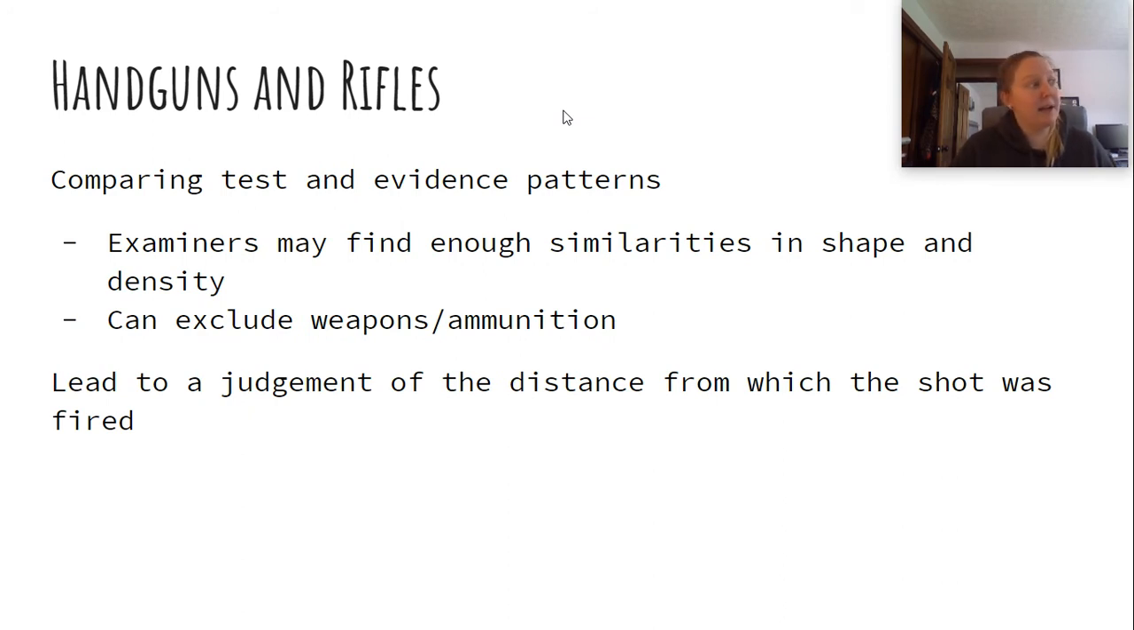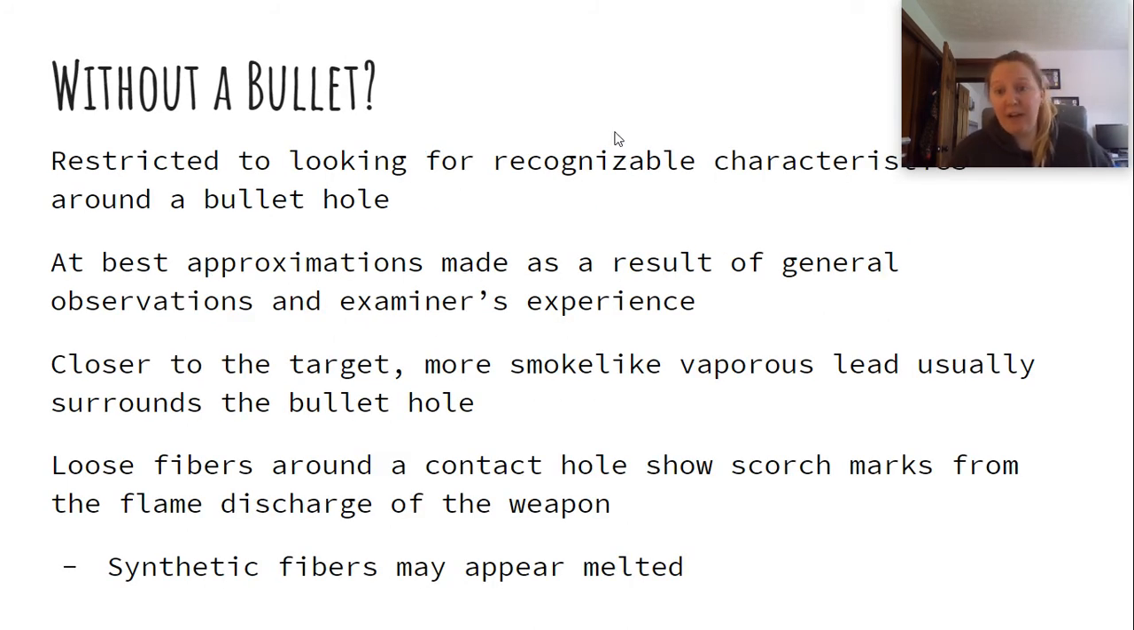Comparing test and evidence patterns, examiners may find enough similarities in shape and density to include or exclude weapons or ammunition, but it's not always that simple. This leads to the judgment of distance from which the shot was fired. If you don't have the bullet, you're restricted to looking for recognizable characteristics around the bullet hole. The best approximations are made as a result of general observations and the examiner's experience. The more experienced an examiner is, the faster that they can do this whole process.